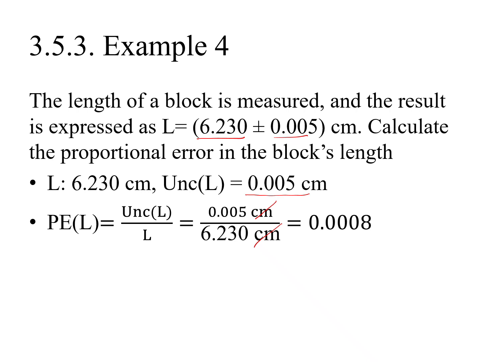If you notice here, the number in the numerator has 1 significant figure and the number in the denominator has 4 significant figures. So in this division, the least number of significant figures is 1. Our final answer should have only 1 significant figure. So for this problem, our answer is 0.0008.